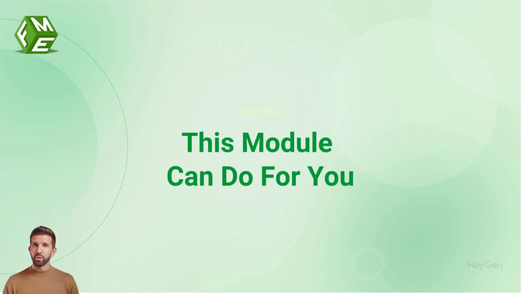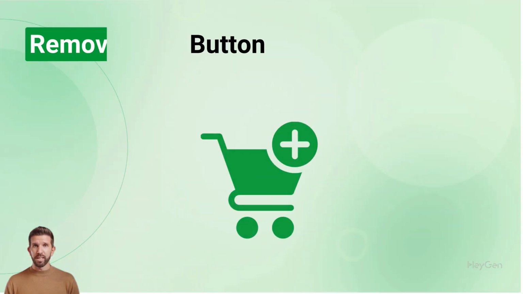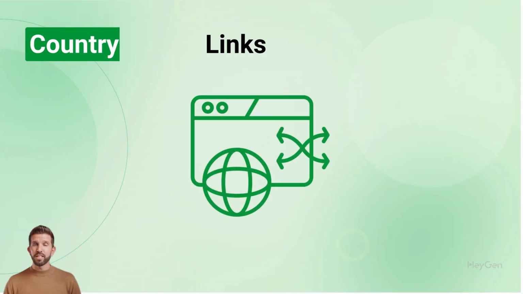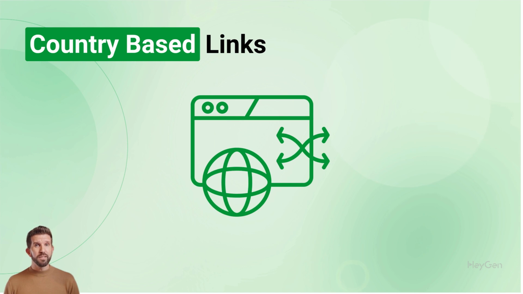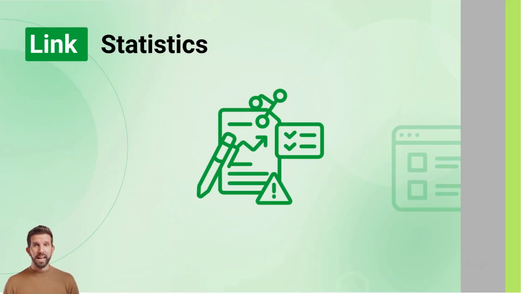Let's see what this module can do for you. Add one or multiple Buy Now links on product pages to redirect customers. Optionally, hide the default Add to Cart button and force redirection. Display different external URLs based on the customer's country. Monitor click-through and performance data from the backend.